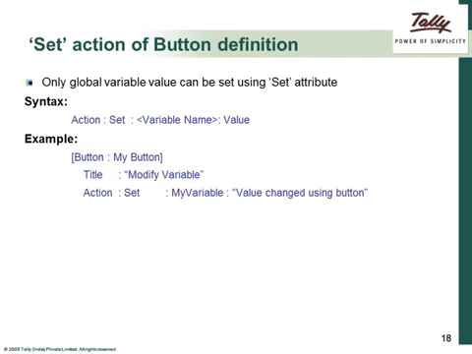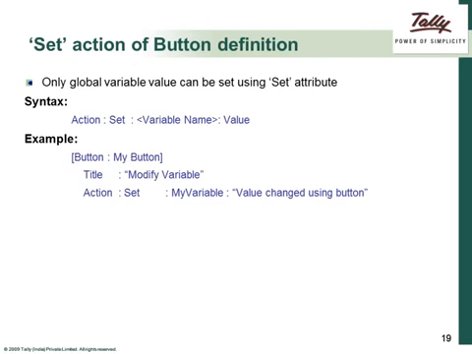Then we have set action of button definition. So at button we have an action called set colon the variable name and the variable value. This is similar to something what we have at report level. The only difference is button level set is an action, report level set is an attribute.